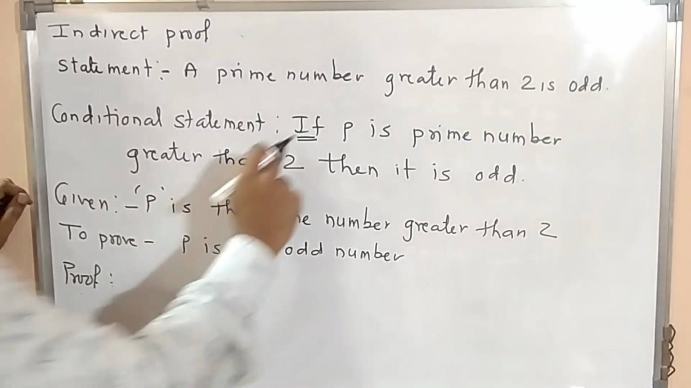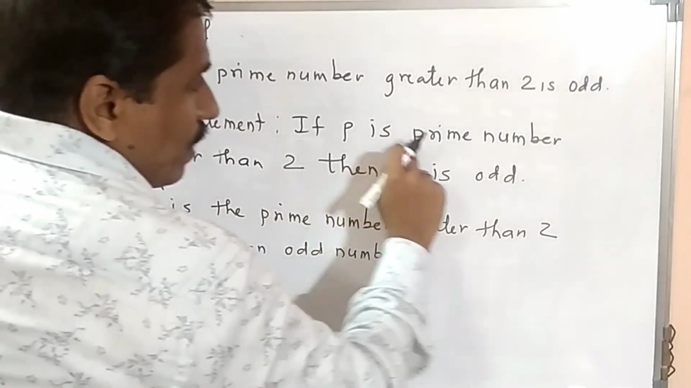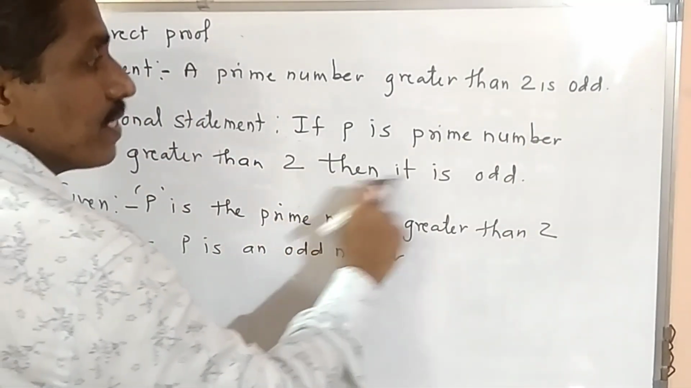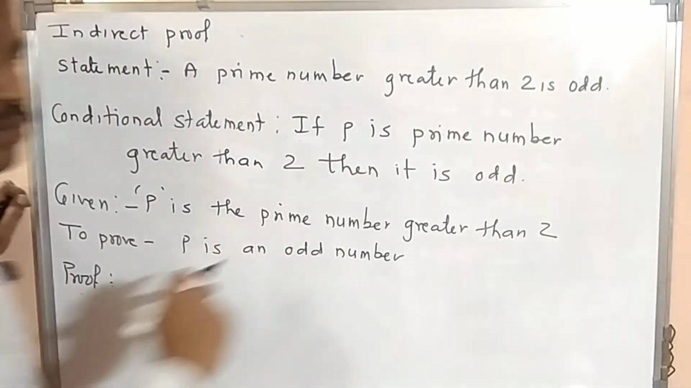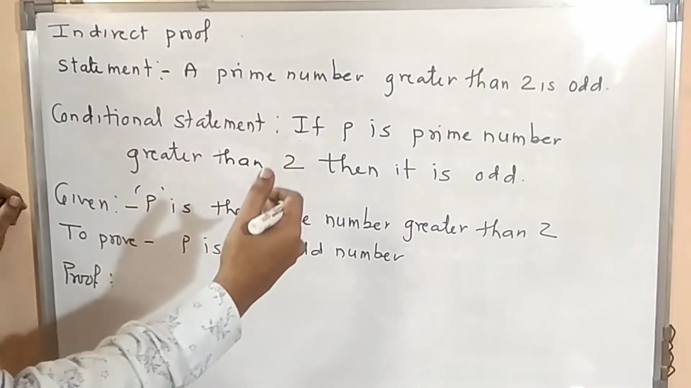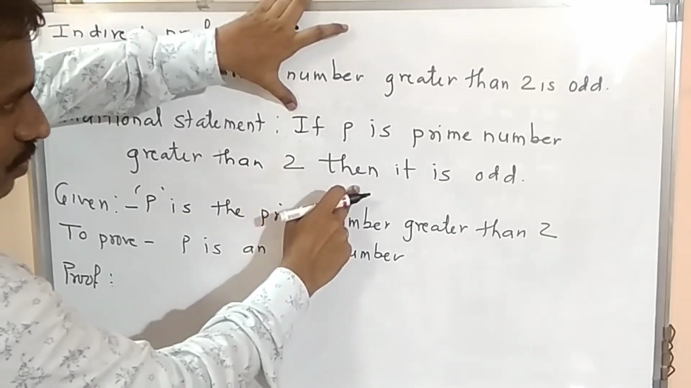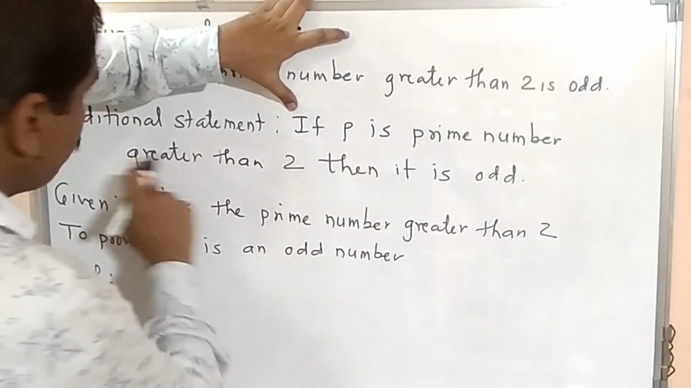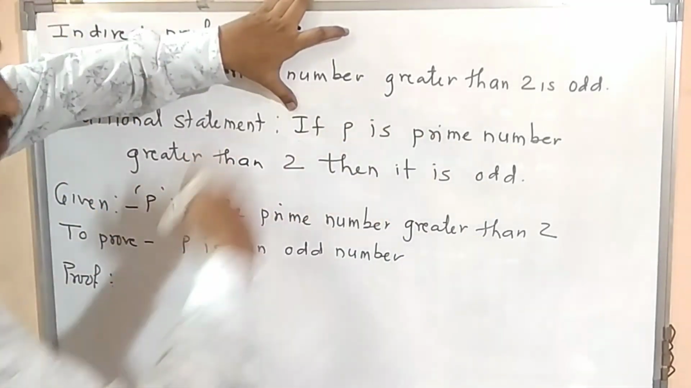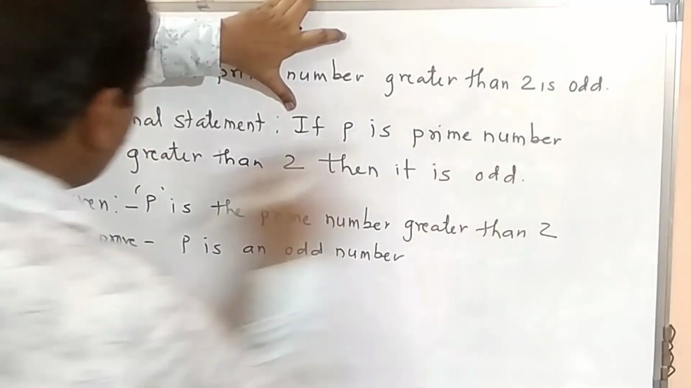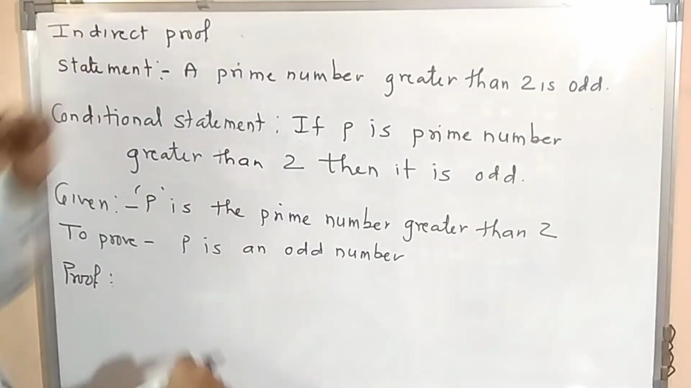Conditional statement: if P is a prime number greater than 2, then it is an odd number. The part of the statement between if and then is called the given part. So what is the given part? P is a prime number greater than 2.